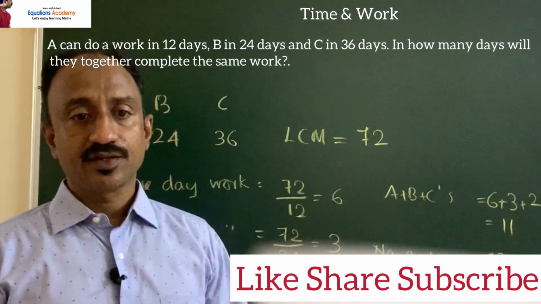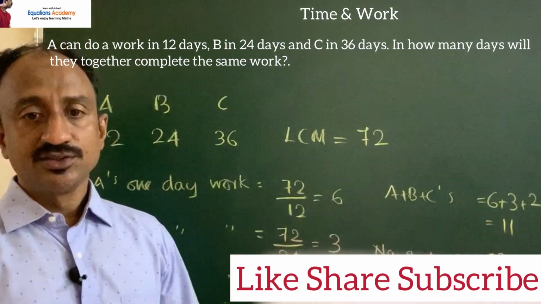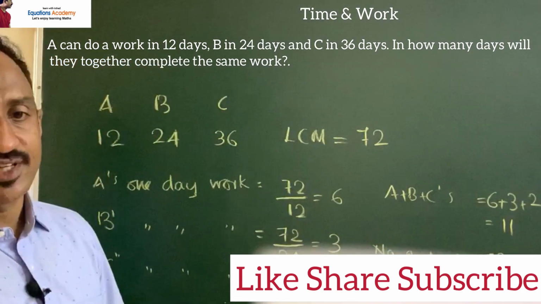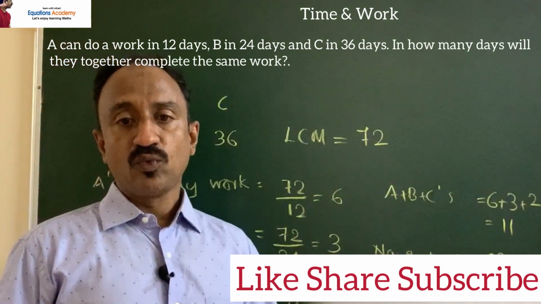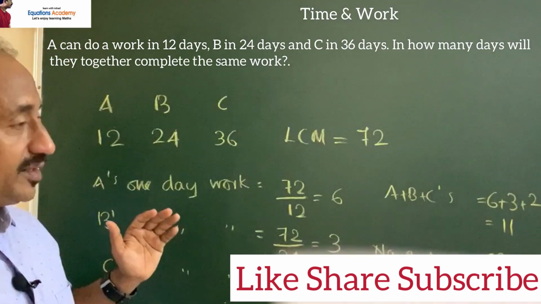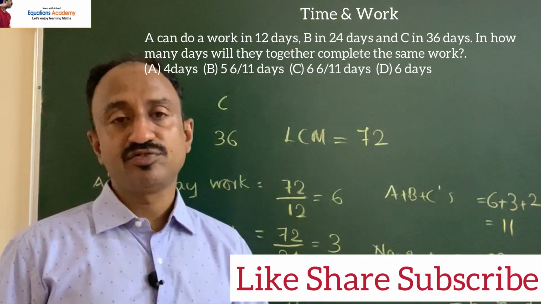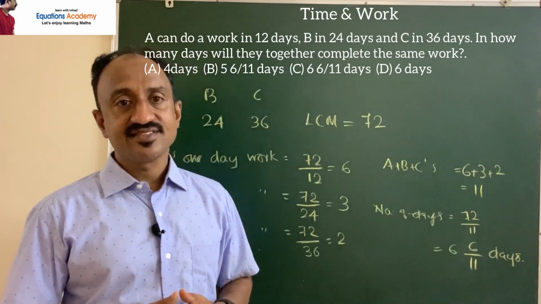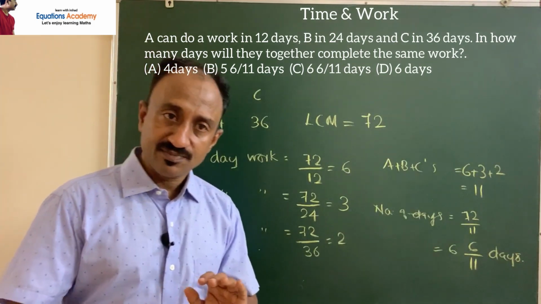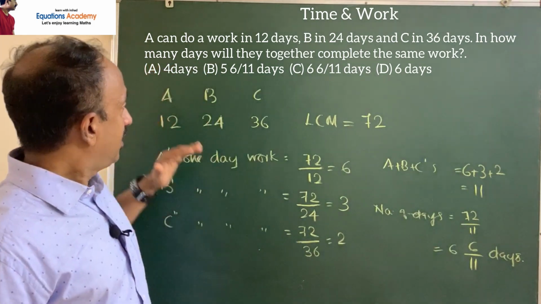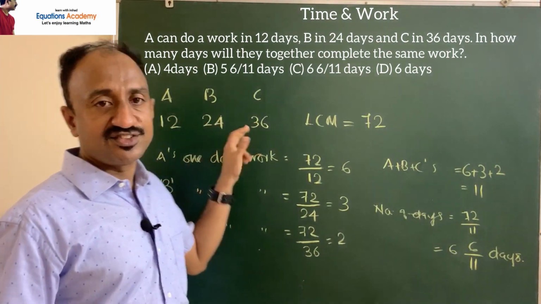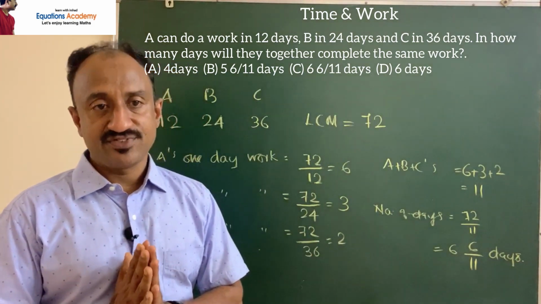Next question. A can do a work in 12 days, B in 24 days, and C in 36 days. In how many days will they together complete the same work? Here A, B and C are given, and we need to find how many days A, B and C together take to complete the work. The steps are the same. A 12 days, B 24 days, C 36 days. We will find the LCM first.